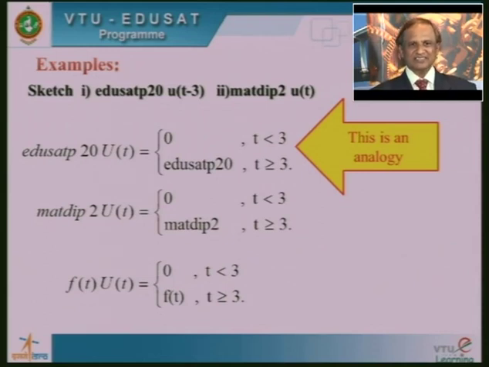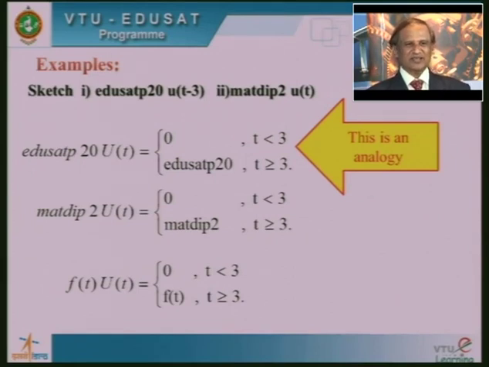Here t means time. It means before 3 o'clock, EduChart program 20 is off. You cannot get the signals. At time t is equal to 3, I hope you can receive the signals. Namely EduChart P20.